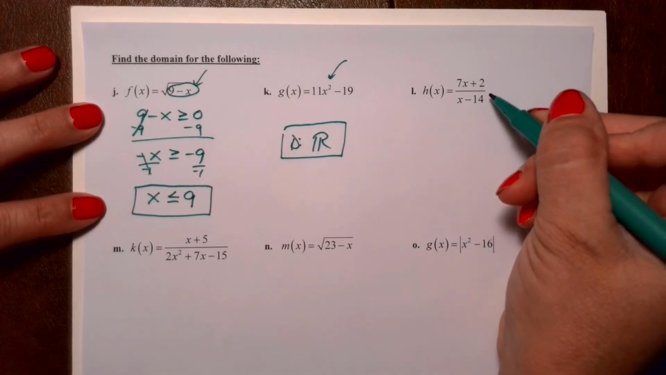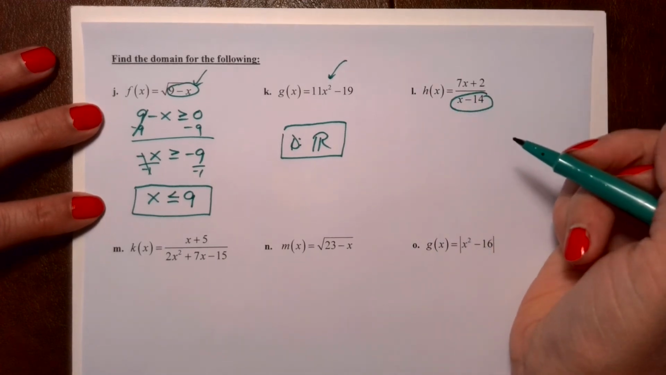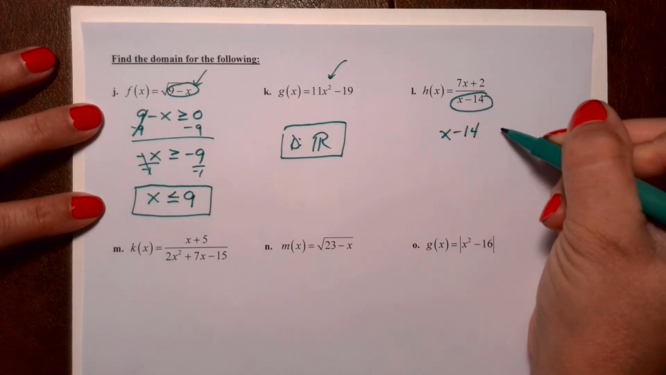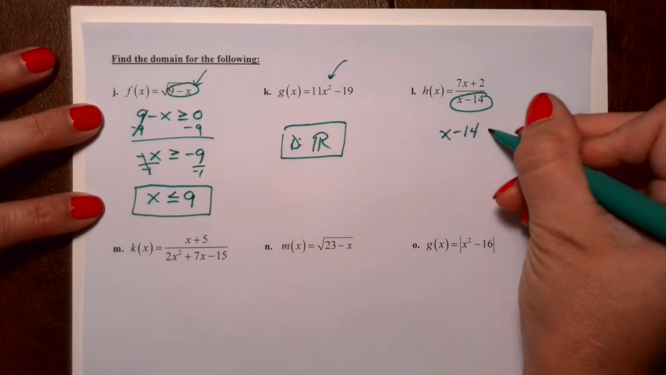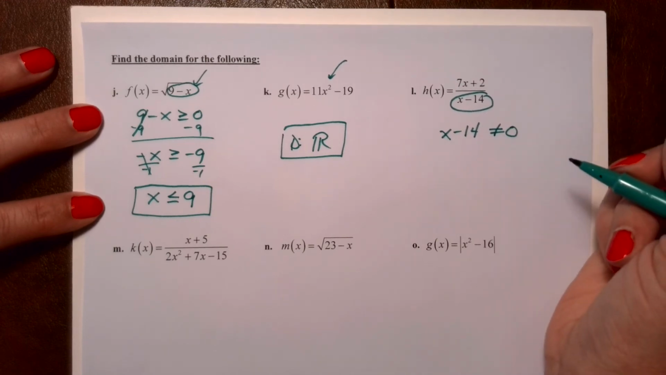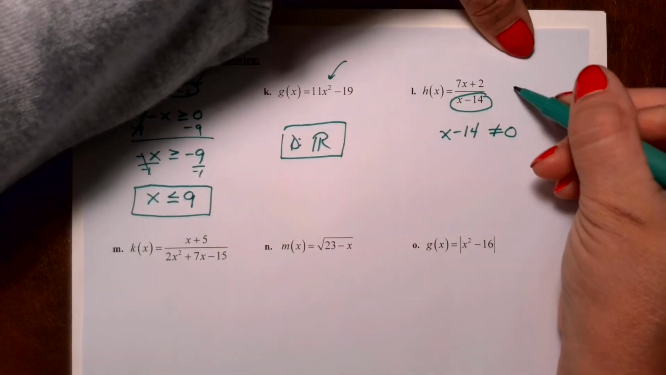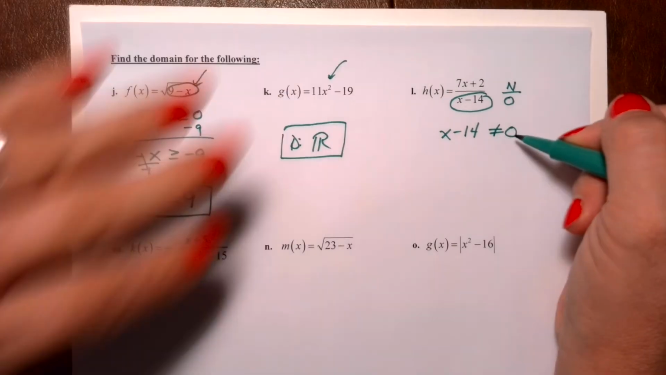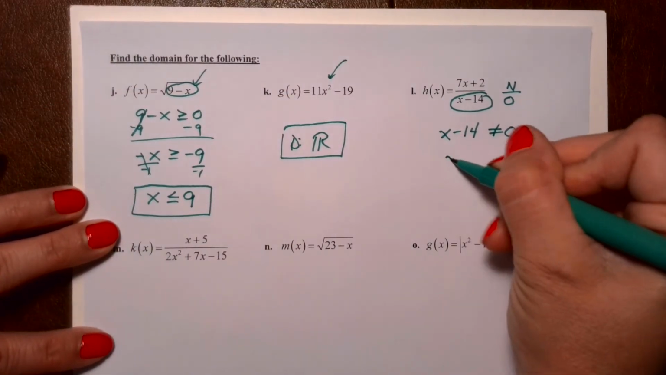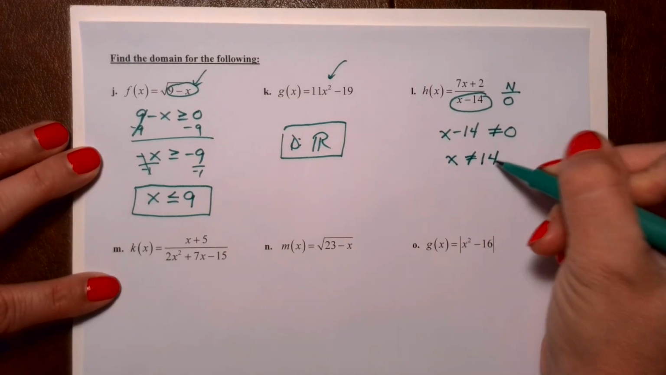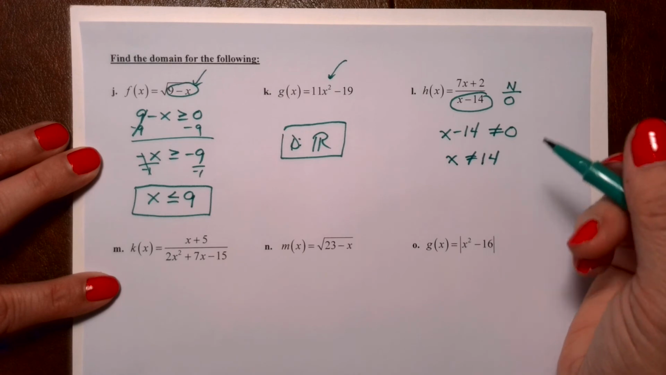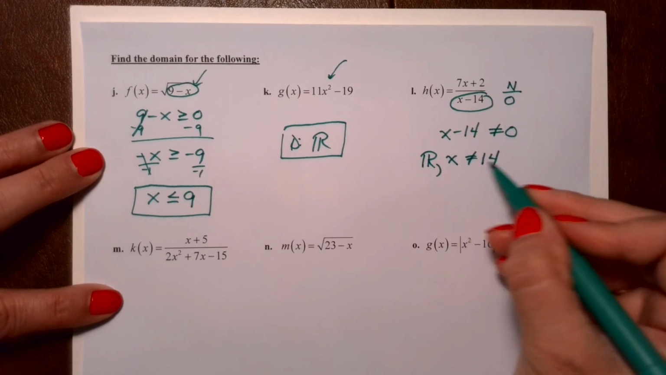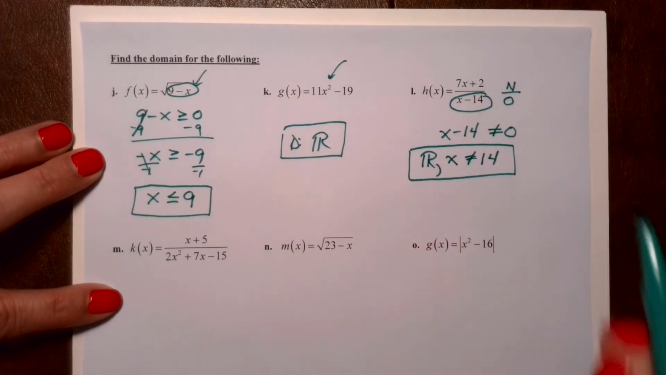Letter L. I see a denominator. Expressions in a denominator cannot equal 0. Remember, when you have fractions, you cannot be 0 down there. Let's add 14 to both sides. x cannot equal 14. I can't use 14. What can I use? All real numbers except 14. That's the domain.